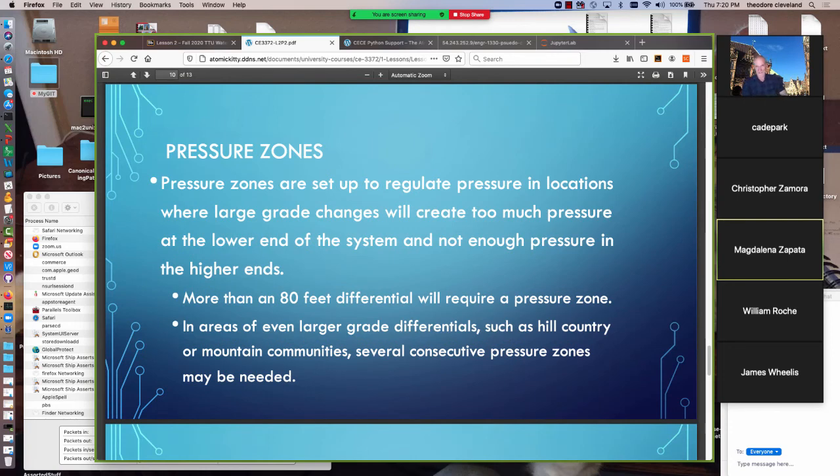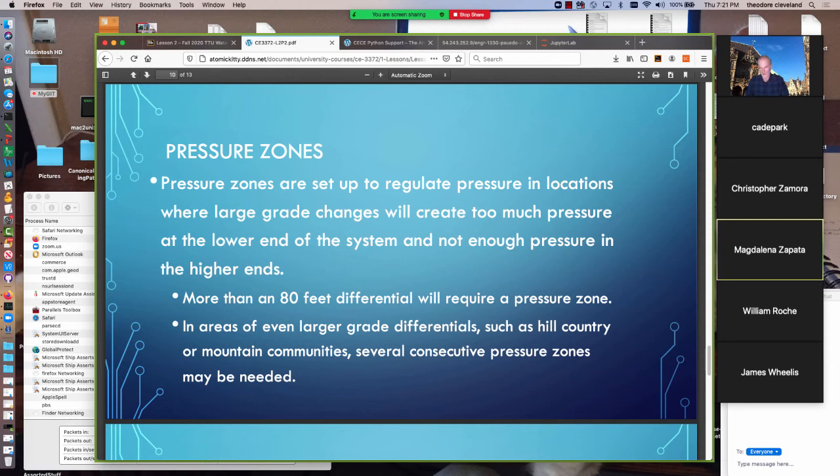Oftentimes, we want to establish pressure zones. Those are locations in a study or design area where the pressure can be maintained between a high value and a low value. And it's especially important when there's changes in grade or when the elevation of the community changes over a short distance. Otherwise, we will get too high a pressure on the low elevation parts of the system and not enough pressure on the high elevation part.